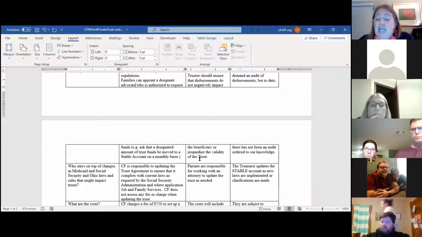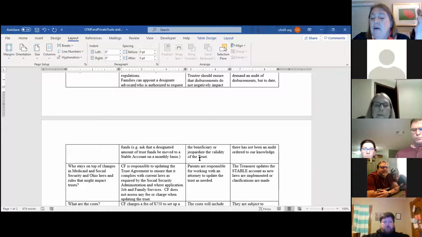Now, if there's any kind of change that would impact Stable, you have an account with Stable, and I know they update as any new law is enacted that impacts them about how much money can be kept in them.